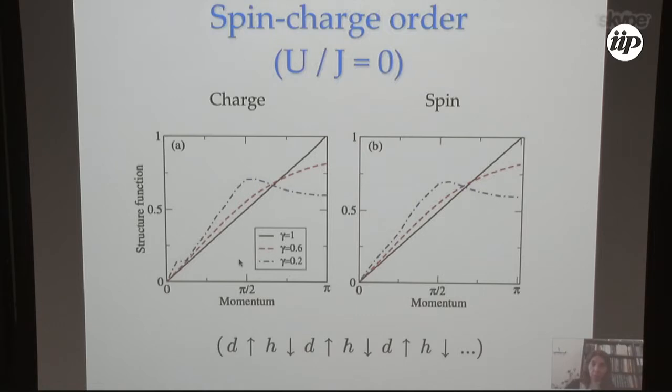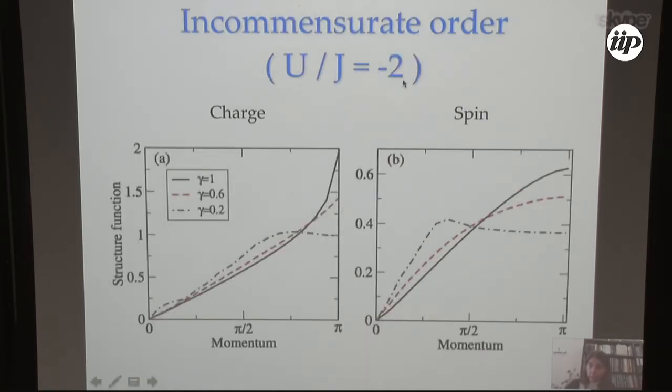And if now we go to U negative, for instance, equal minus 2, we get a very interesting phase with incommensurate order. We see that the charge order moves above pi over 2, and the spin order moves below pi over 2. So this is very interesting because this seems to be reminiscent of what we are observing in high TC cuprates in terms of charge ordering. So we have this coexistence of spin and charge density waves or stripes, which are incommensurate, and they look pretty much like the things in 2D.